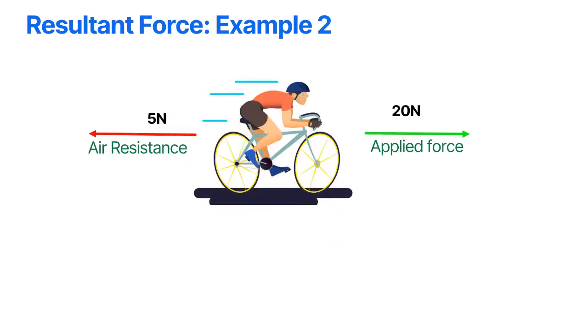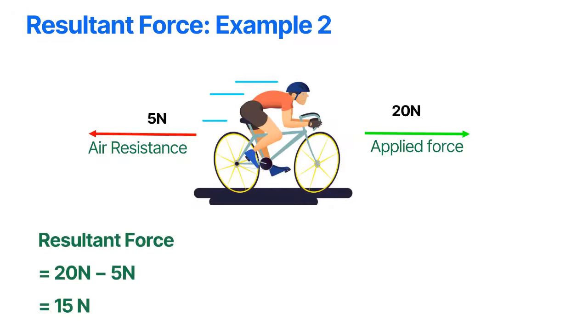A cyclist pushes forward with 20 N. Air resistance acts backward with 5 N. Find his resultant force and state if it's a balanced or unbalanced force. In this example, the forward force is greater than the resistive force. The resultant force is 15 newtons forward, so the cyclist speeds up. In exams, always include the direction of the resultant force.